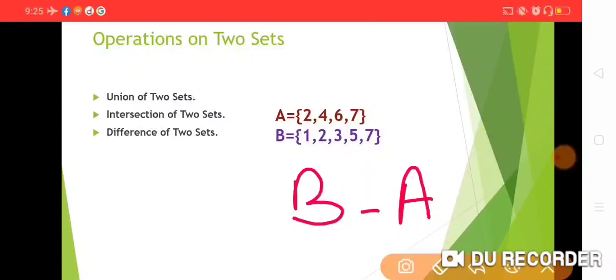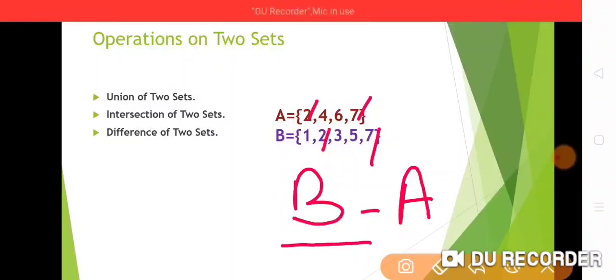For suppose if I am going to take B minus A, first find out the common elements, 2 and 7. Now this is B minus A. So what we do? We are going to take the leftover elements of B. Here we have 1, 3, 5, 7. So the difference is 1, 3, 5, 7. That is the answer.